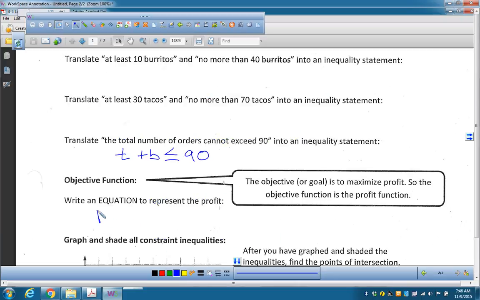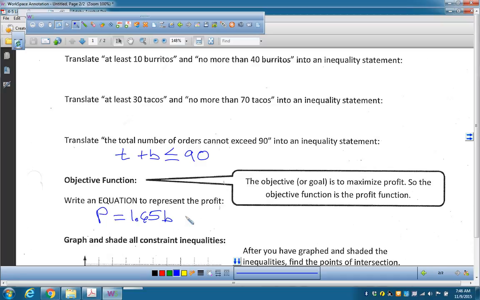So the profit is going to be, how much was it? What does it say in your paper? I'm sorry. Oh, I got it right here. 1.65 per taco. And, oh no, that's wrong. Per burrito, sorry. Per burrito.